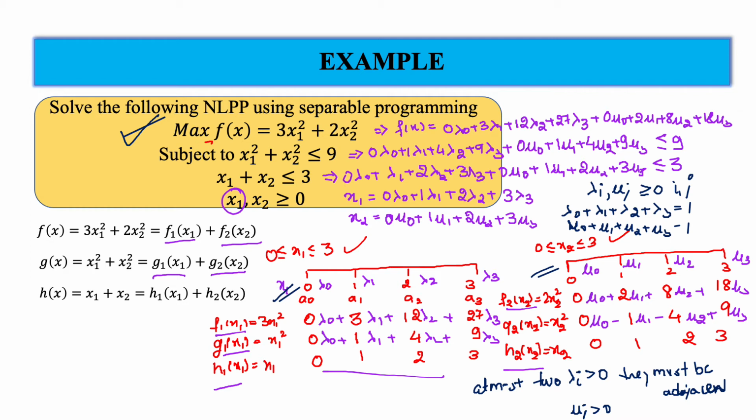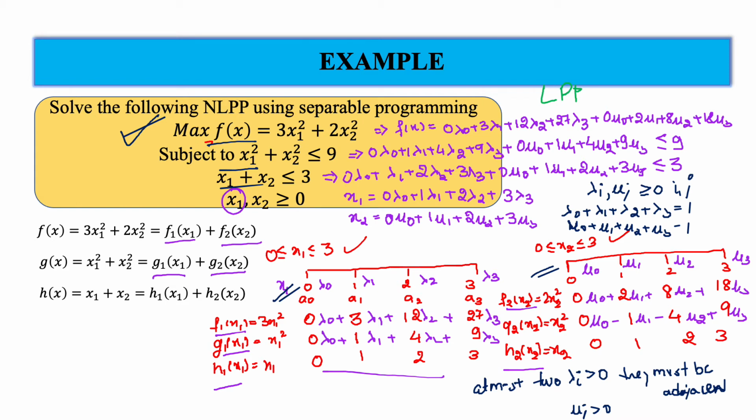Now the question arises how to solve this problem. We found the linear approximation of f, and next the approximation of all the constraints. But how to solve this problem? Now this problem is clearly a linear programming problem. This is an LPP.